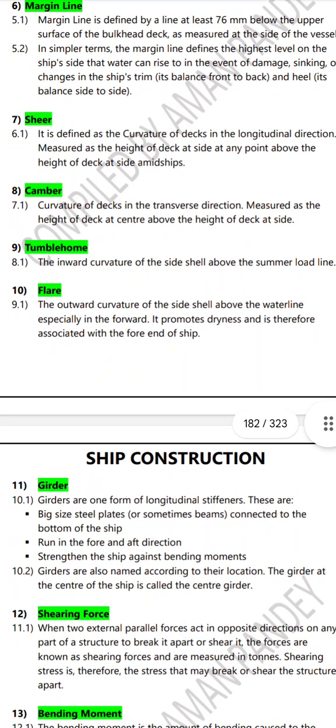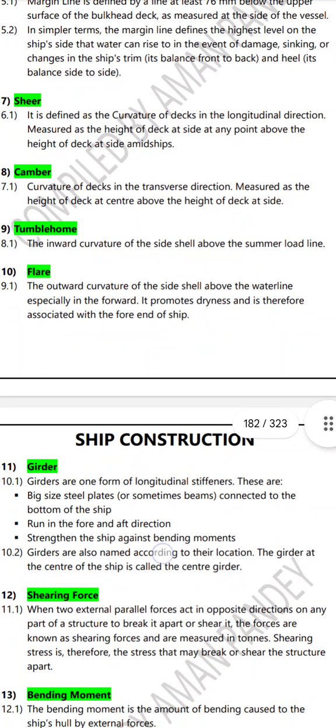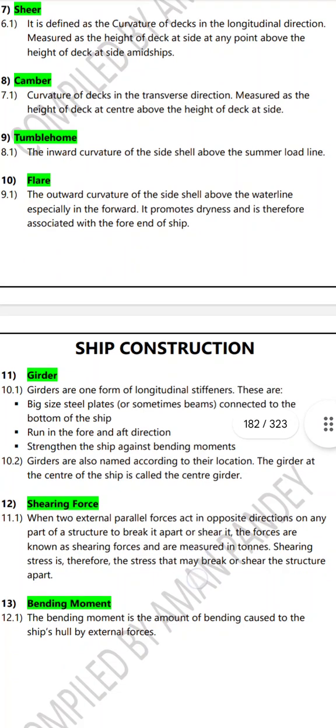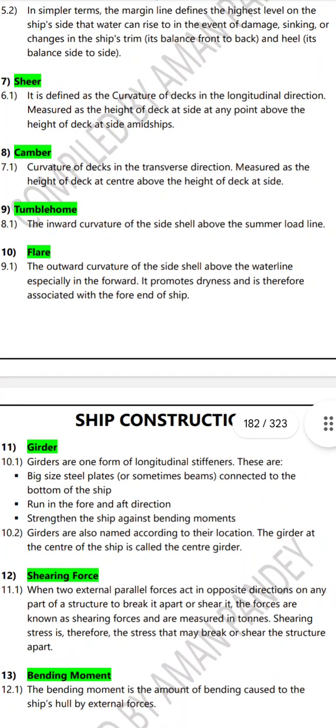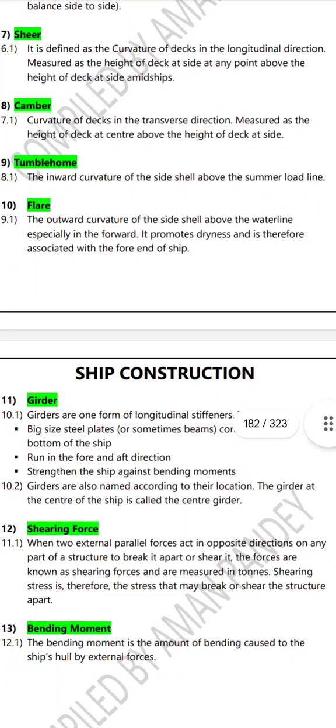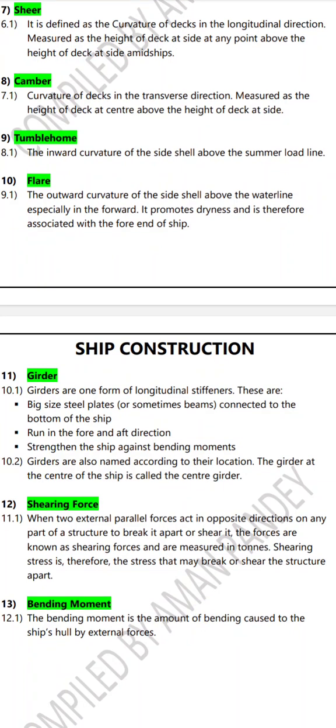Sheer is defined as the curvature of the decks in the longitudinal direction, measured as the height of the deck at any point above the height of the deck at the side of the ship. Camber: curvature of the deck in the transverse direction, measured as the height of the deck at the center above the height of the deck at the side.